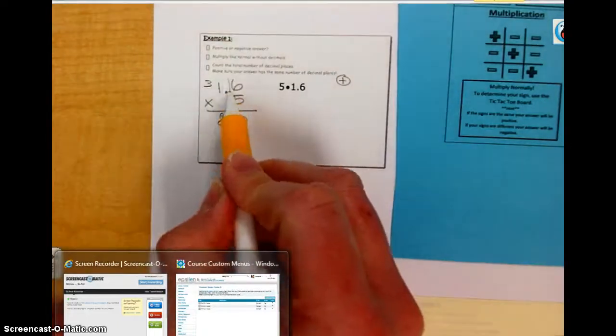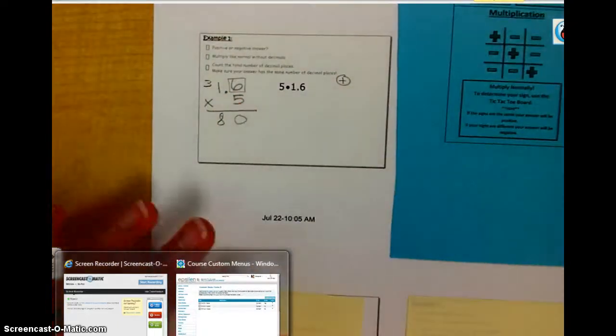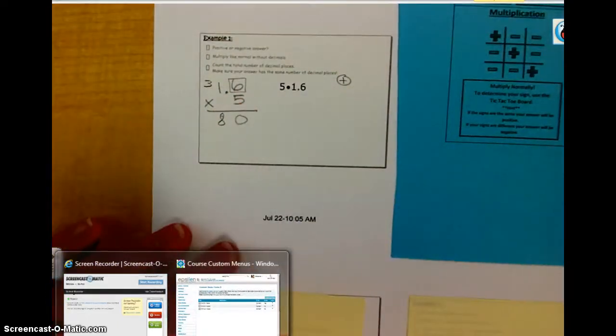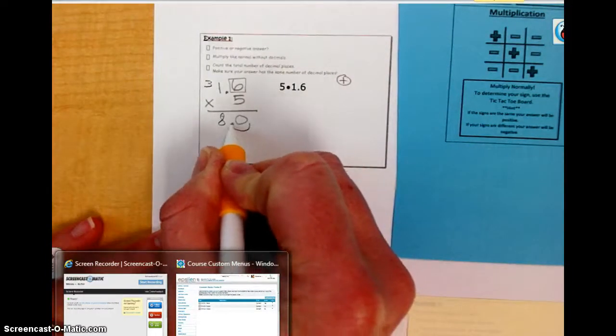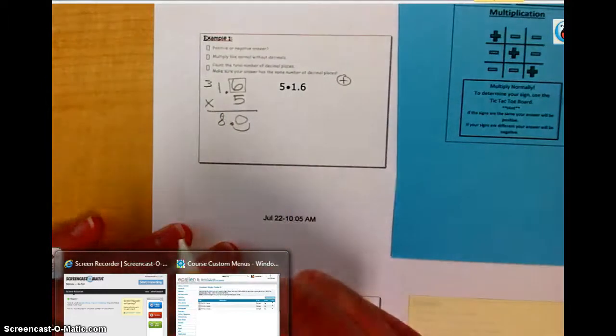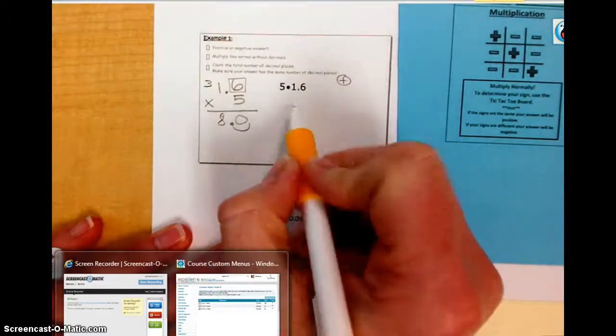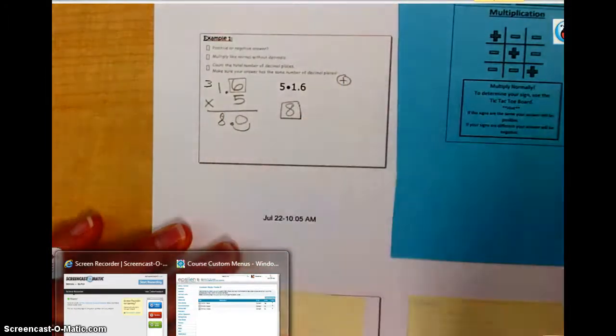I'm going to count the number of digits behind the decimal place, which is just 1 for this problem. I'm going to start at the end or the far right of my number and move to the left once. 5 times 1 6/10 is the whole number 8.